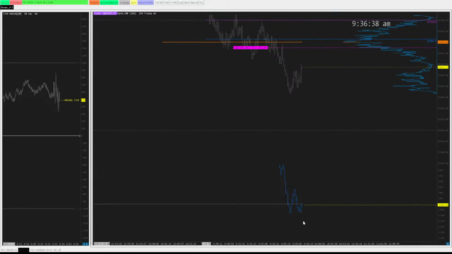Little divergence here between price and delta. Price is rallying a little bit. We want to see this order flow continue lower.